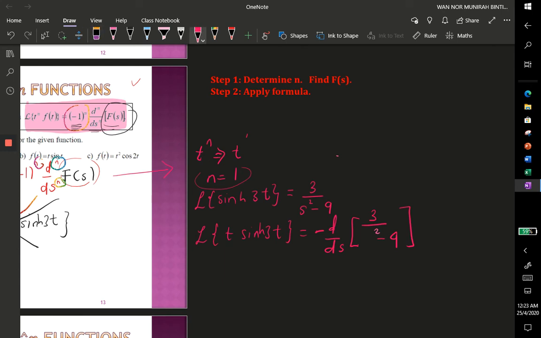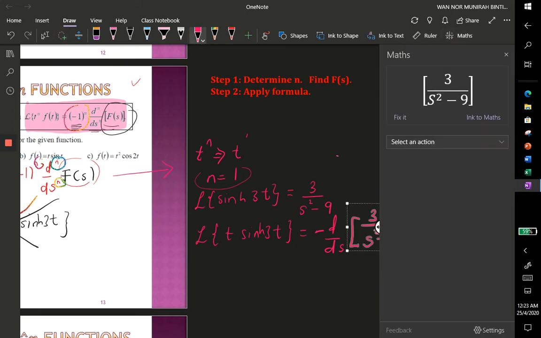So, 3 over s squared minus 9. I just want to differentiate with respect to s. So this is the solution. So that I have a negative sign. When I differentiate inside here, I have negative 6s over (s squared minus 9) squared.